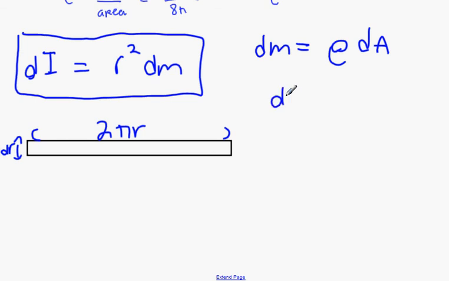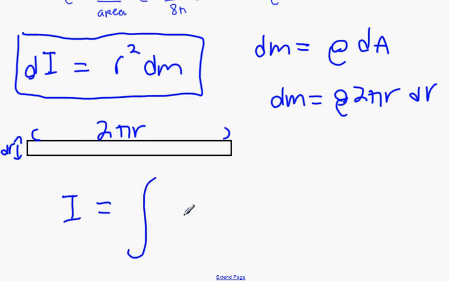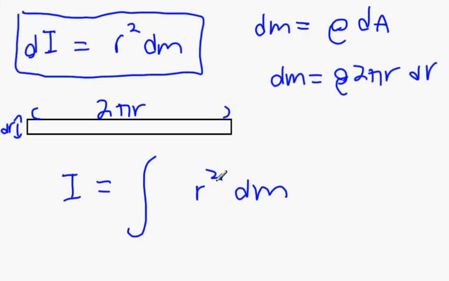dm equals rho times dA, which is rho times 2 pi r dr. Now, if we're to integrate our box, I is the integral of r squared dm. What we've got to do is figure out how to change r into the variable. So I therefore is going to be the integral of, what is that? 1 to 3, you say.